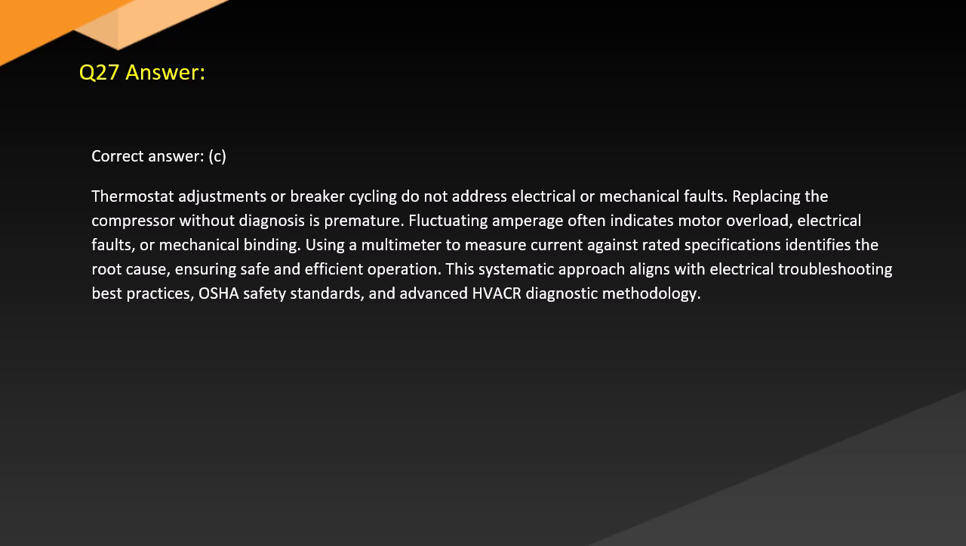Answer. Correct answer: C. Thermostat adjustments or breaker cycling do not address electrical or mechanical faults. Replacing the compressor without diagnosis is premature. Fluctuating amperage often indicates motor overload, electrical faults, or mechanical binding. Using a multimeter to measure current against rated specifications identifies the root cause, ensuring safe and efficient operation. This systematic approach aligns with ELEC troubleshooting best practices, OSHA safety standards, and advanced HVACR diagnostic methodology.